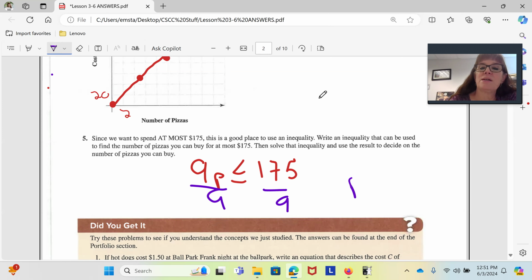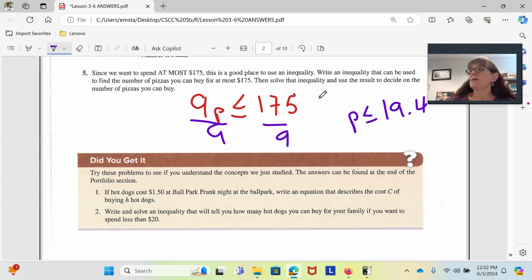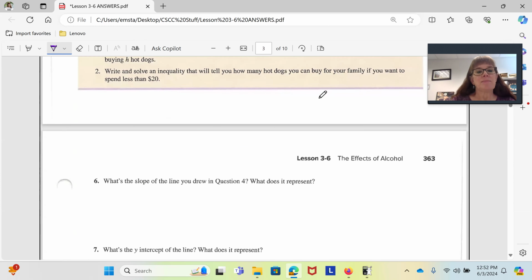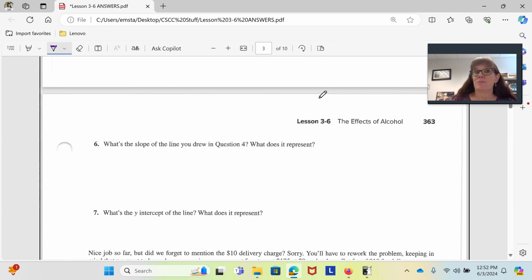And I get that P is less than or equal to that 19.4 again. So the same thing we got before, I still can only buy up to 19 pizzas since I can't buy decimal portions of a pizza. Top of page 363, they said, what is the slope of the line we drew?